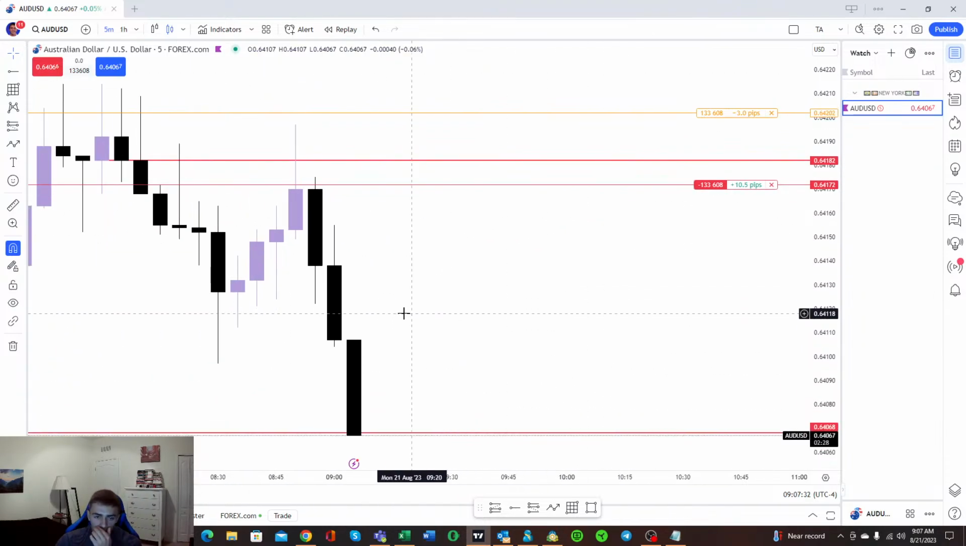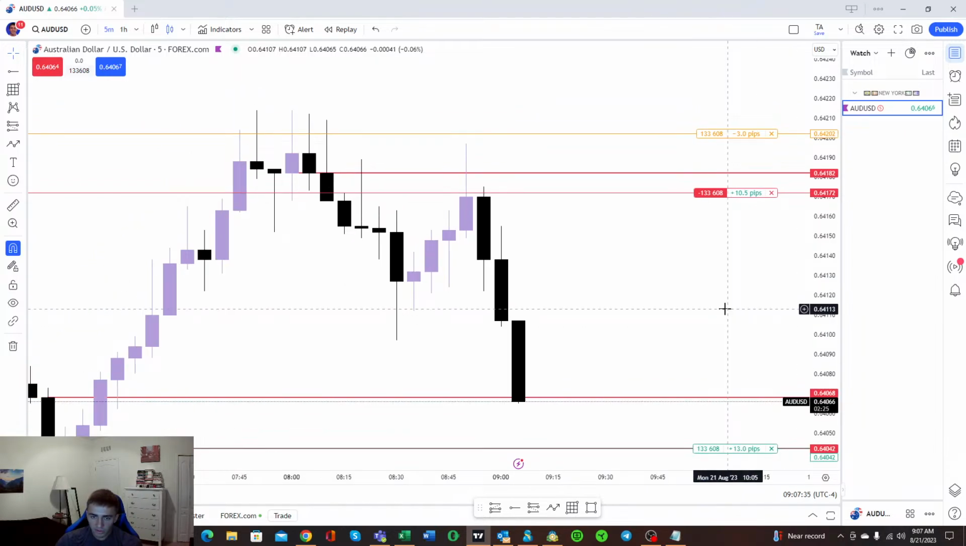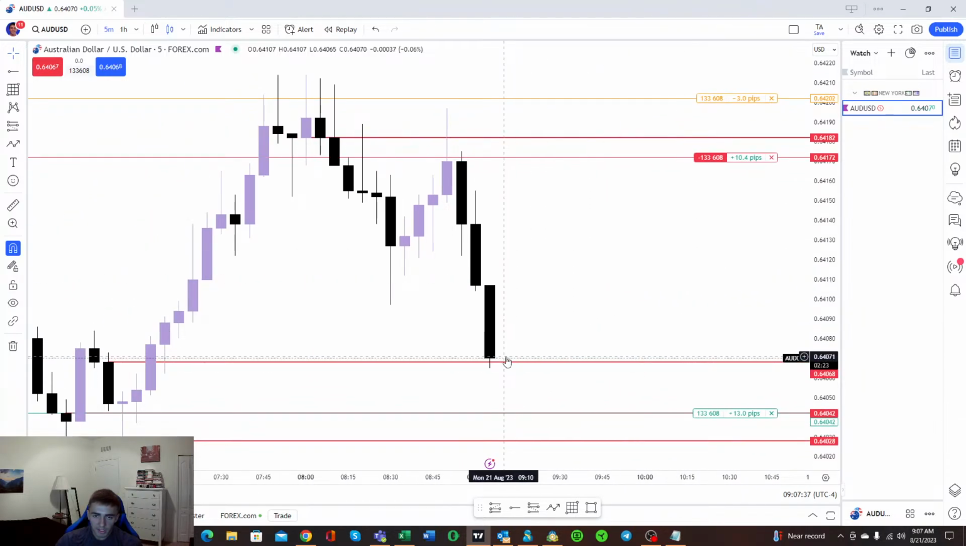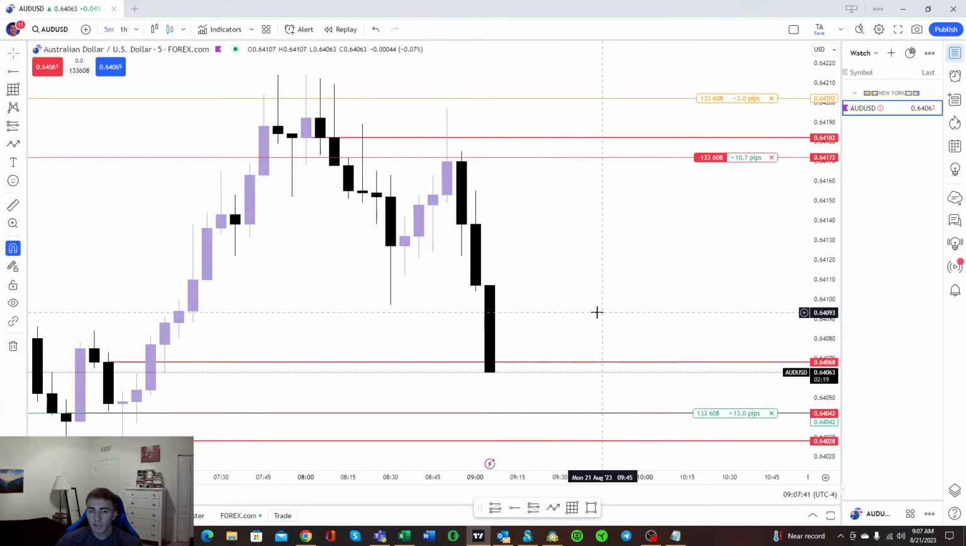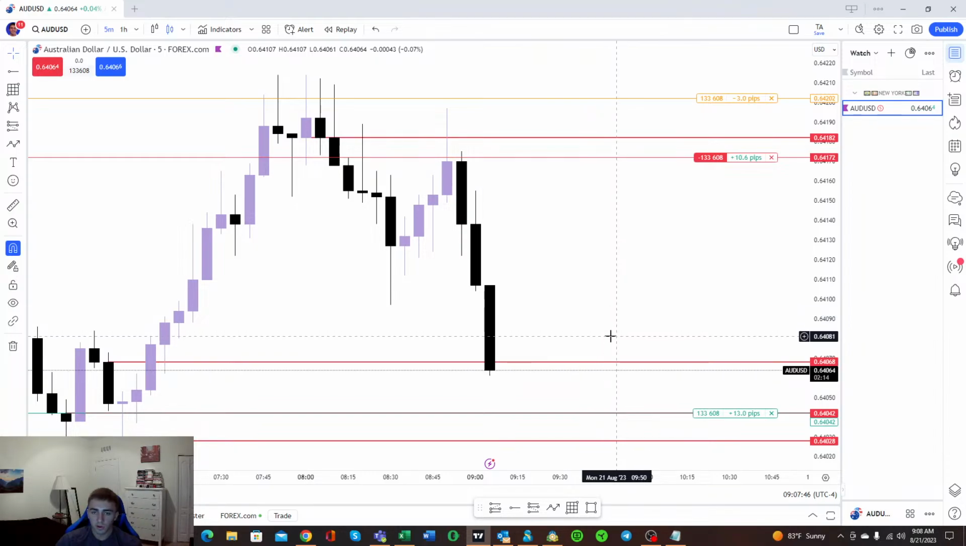And so we'll see. It's touched this line now. If it closes on the other side of the line, like right here, we're just going to close our position. We'll be done for the day. It's pushing through it right now. Doesn't mean it's going to close on the other side of it. So we're just going to see.